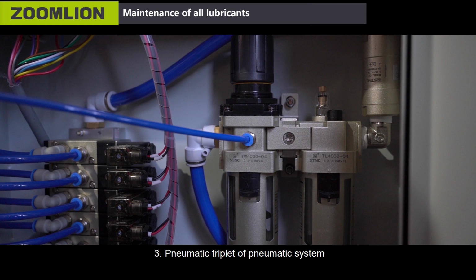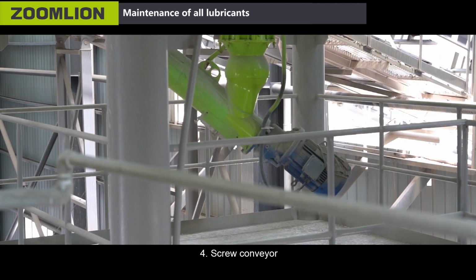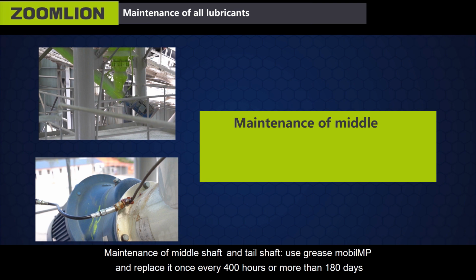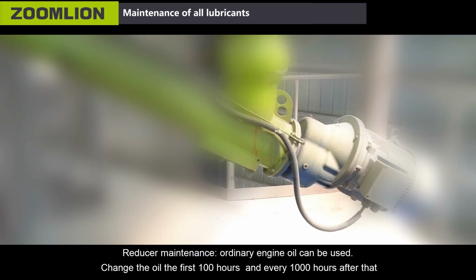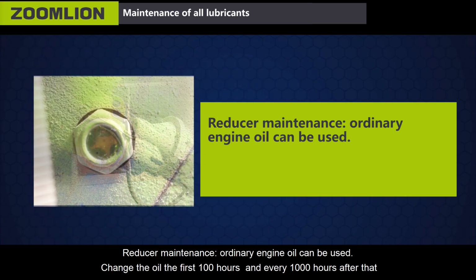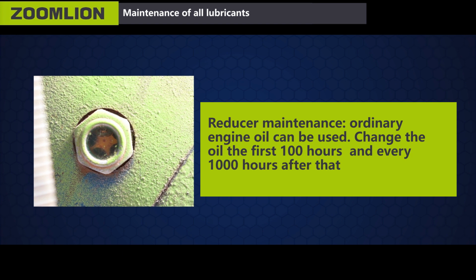3. Pneumatic triplet of pneumatic system. Add turbine oil or transformer oil in time. 4. Screw conveyor. Maintenance of middle shaft and tail shaft. Use Grease Mobile MP and replace it every 400 hours or more than 180 days. Reducer maintenance. Ordinary engine oil can be used. Change the oil the first 100 hours and every 1,000 hours after that.